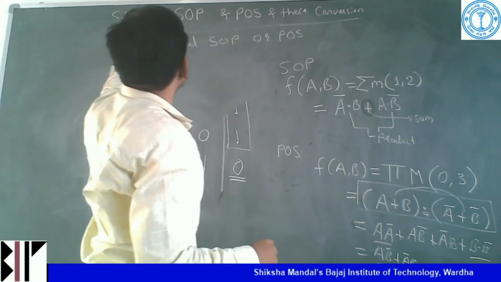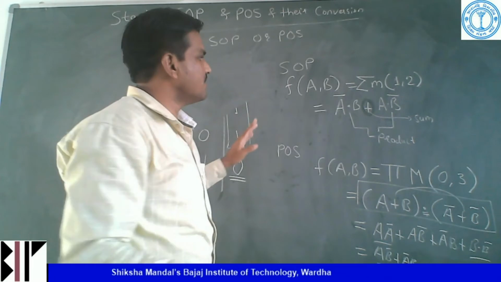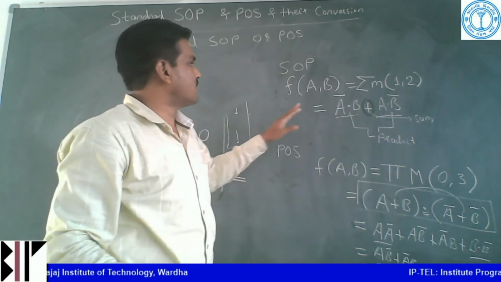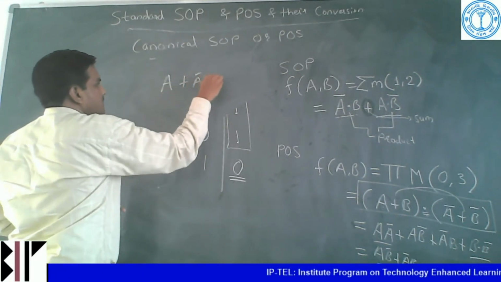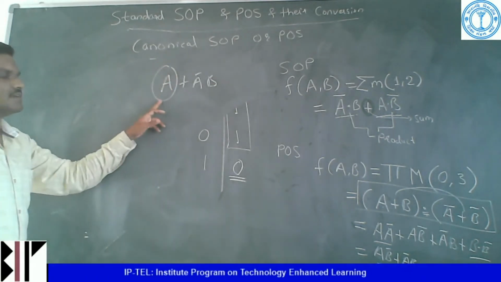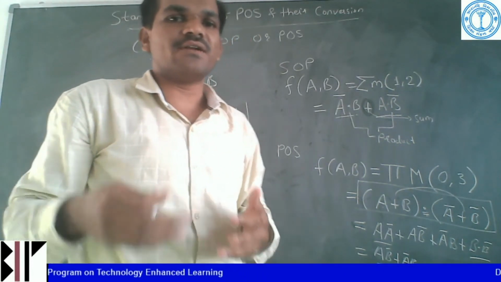This is called standard SOP or canonical SOP. Why standard? Because in these, all the literals are available. For example, if I have A plus, let us say, A bar B, you can see that in this term one literal is missing. Literal means a variable in its complementary or normal form.